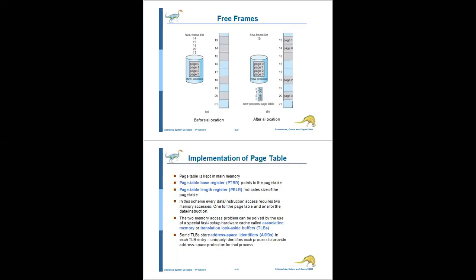The TLB is high speed, and it is also called associative memory. So we overcome the two memory access problem by using the fast lookup hardware solution, that is the TLB or associative memory. TLB stands for translation look-aside buffer. The TLB contains two parts, one is the key part and another is the value part.